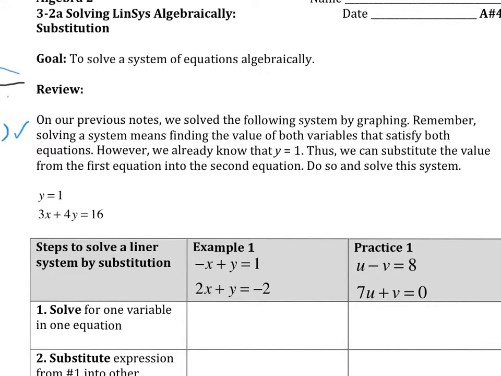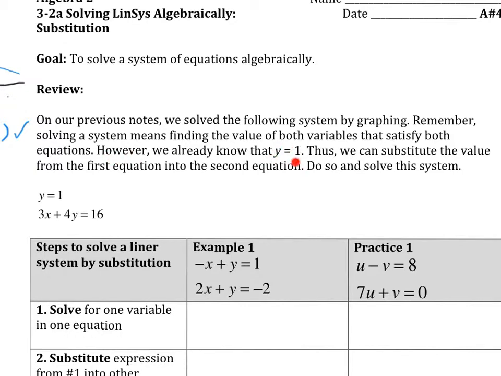So on our previous notes, we solved the following system. So this one down here, and this was actually from your notes. And notice here, you discovered that y equals 1 is a horizontal line. And we did it by graphing. So remember, solving a system means finding the value of both variables. But wait, we already have one. We already know what one of the variables is.